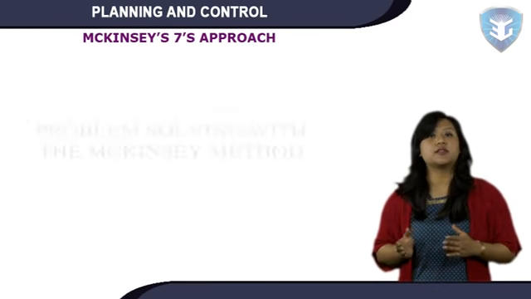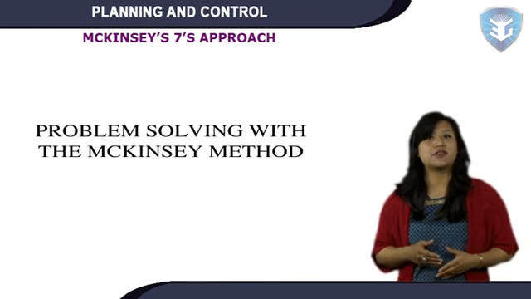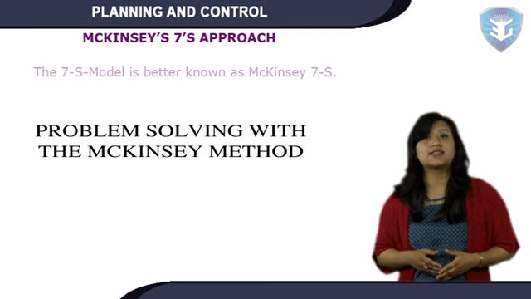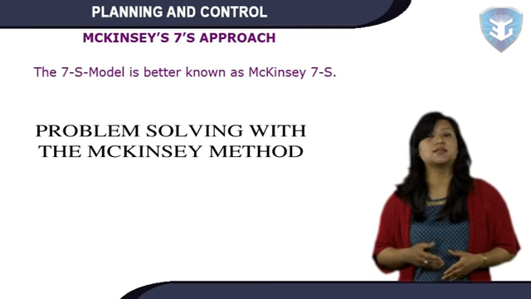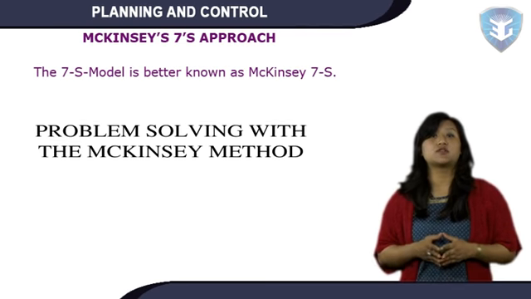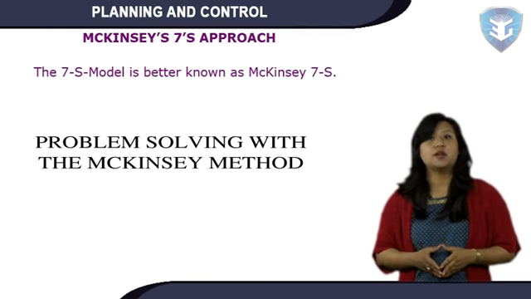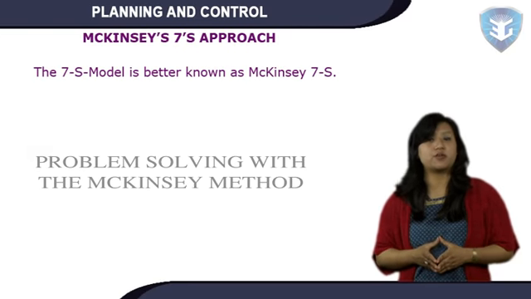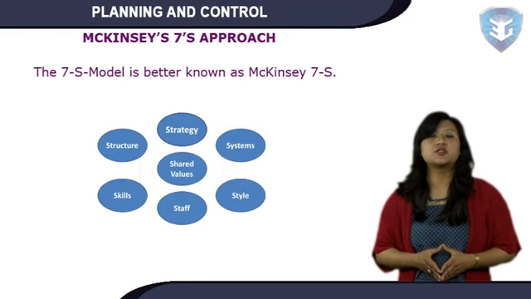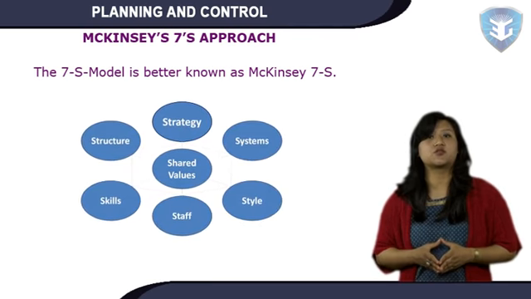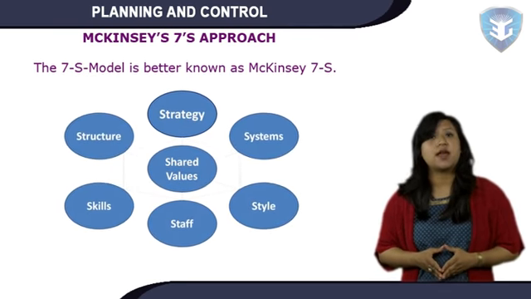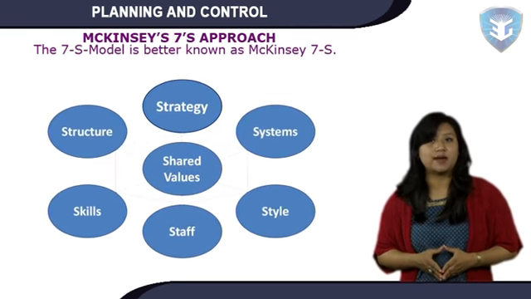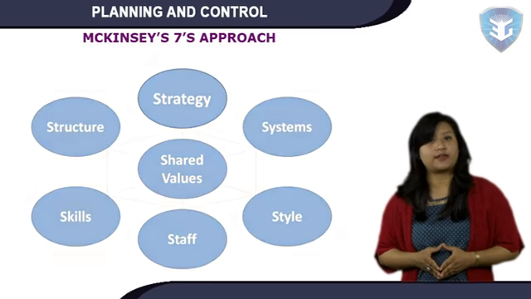Now moving on to the next topic, we will study McKinsey's 7S approach. The 7S model is better known as McKinsey's 7S. This is because the two persons who developed this model, Tom Peters and Robert Waterman, were consultants at McKinsey and Corporation at that time. They published the 7S model in their article Structure is Not Organization and in their books The Art of Japanese Management and In Search of Excellence.